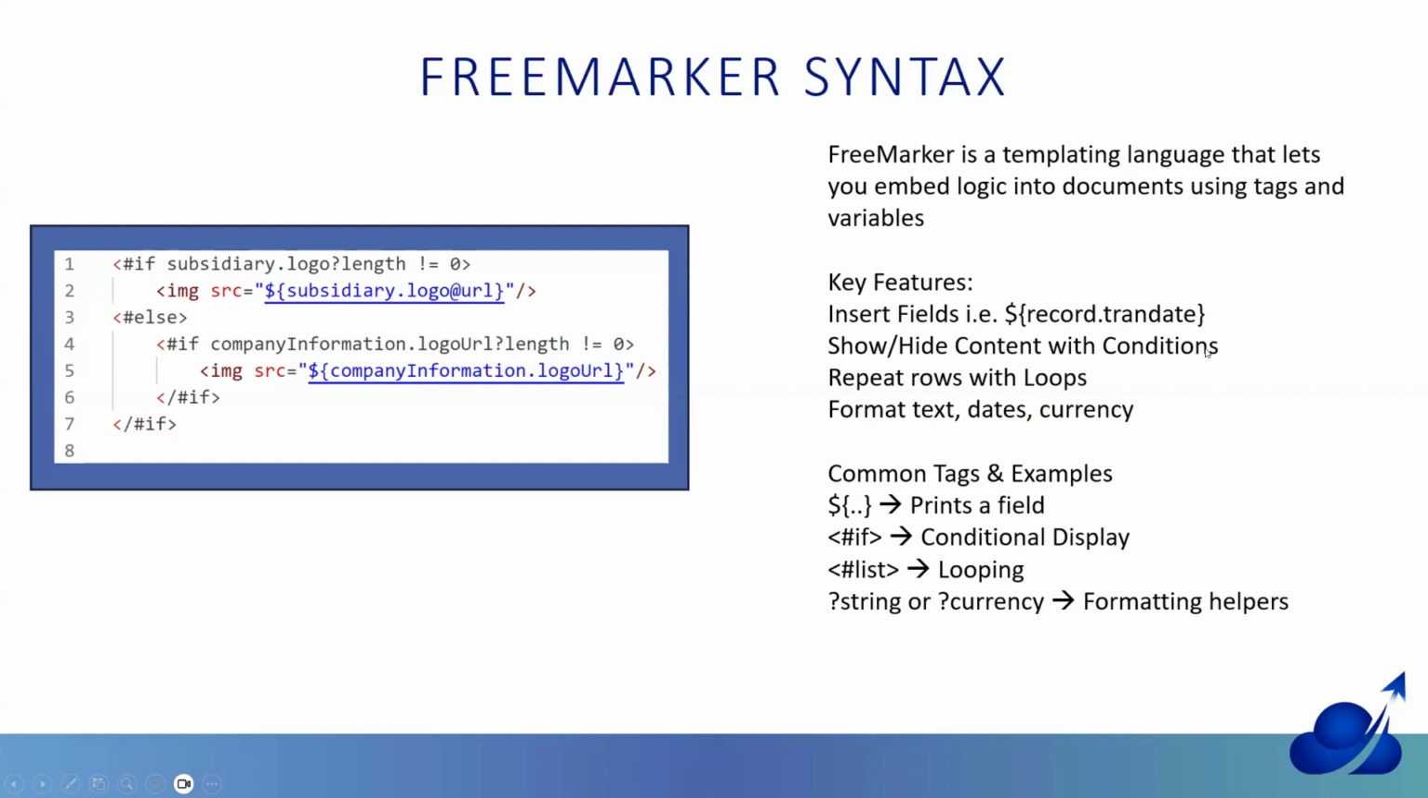I can show and hide content with conditions. So if a column's blank in my line items, I don't just want to print a blank column. Maybe I want to replace it with something. Maybe I just want to hide it altogether and not show that column. I mentioned, again, it's going to repeat with our loops. It's going to go through all those item sublists. That's a huge benefit. We're able to format text, dates, currency, really anything you need, to make it more of your business, or really just make it more readable and personable.